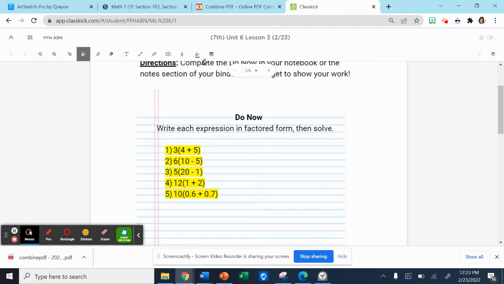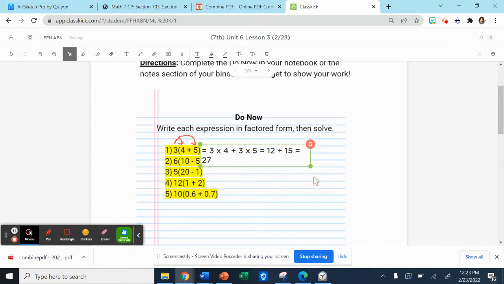Here's an example of how you use the distributive property to solve this sort of expression. When I have 3 times parentheses 4 minus 5, I know that I'm distributing the 3 to the 4 and I'm distributing the 3 to the 5. This means that I can rewrite my expression as such. This equals 3 times 4 plus 3 times 5. I know that I can multiply 3 times 4, which is 12, plus 3 times 5, which is 15. My final answer is then 27.